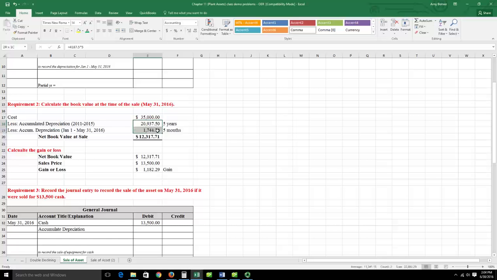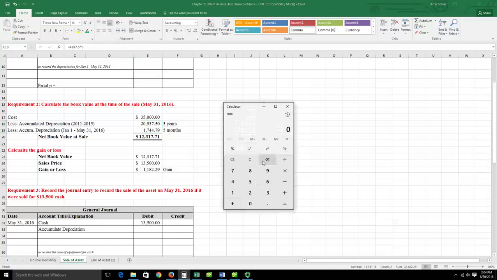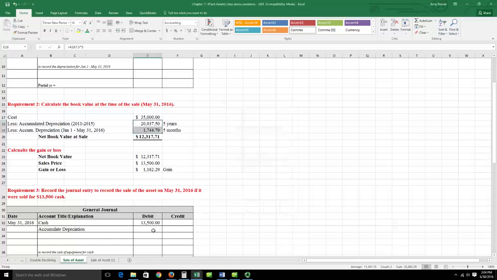I'm going to debit it for both of these added together, because remember, I would have recorded the depreciation for both of these as of May 31st before I would record the sale. So I need to debit accumulated depreciation for the sum of these two together, which if we add those up, $20,937.50 plus $1,744.79 is $22,682.29.